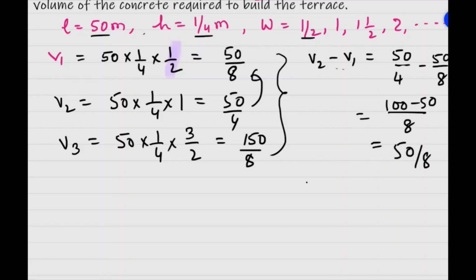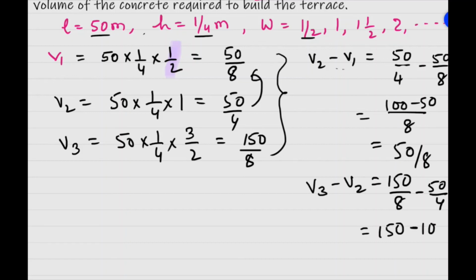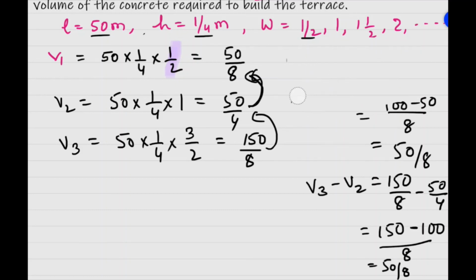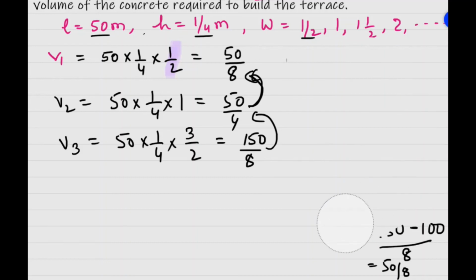Okay. Now see V3 minus V2. V3 minus V2 means 150 by 8 minus 50 by 4. So again it will be 150 minus 100 by 8. So it is also 50 by 8. Now see, the difference is same. From here to here the difference is 50 by 8. Again from here to here the difference is 50 by 8. Now this proves that this is forming an AP. All the volumes are forming an AP. This is how we have proved that the volumes are forming an AP.